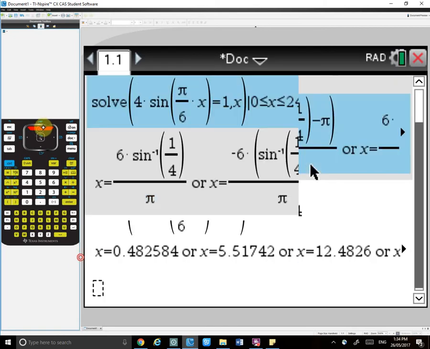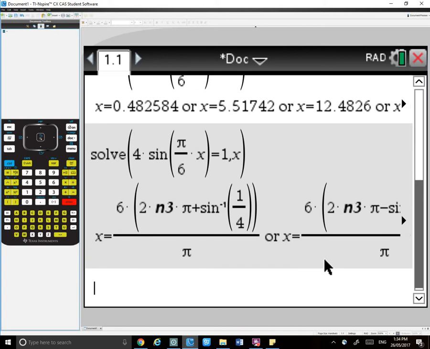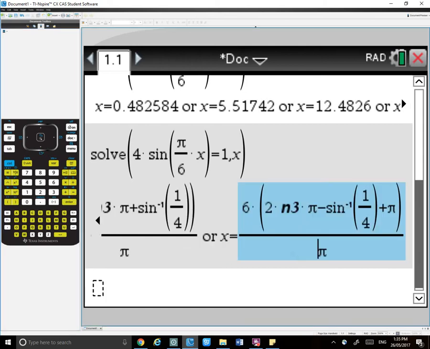Let's say we don't have that. See, there are 2 general solutions. It says 6 bracket times 2k pi plus sine inverse of a quarter, divided by pi. That's the general solution. The n3 is k, the letter k. Same, you can use n or k. So let's have a look at our answer.